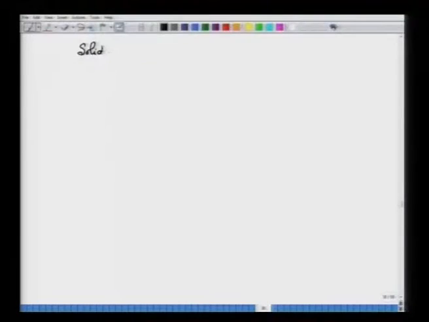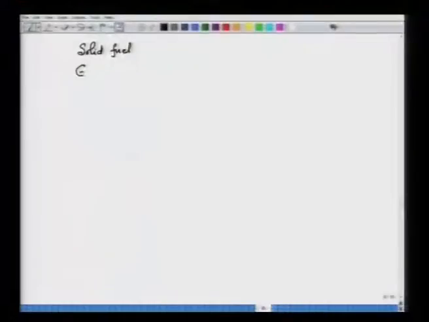Say in case of solid fuel, the amount of energy released by combustion of 1 kg of the fuel, with the products of combustion considered in the reference state, that energy is called the calorific value. So, as such we define one is the gross calorific value. So, we can calculate gross calorific value.